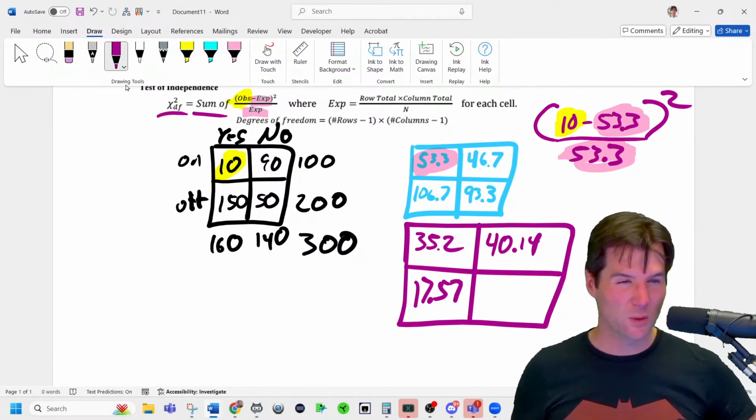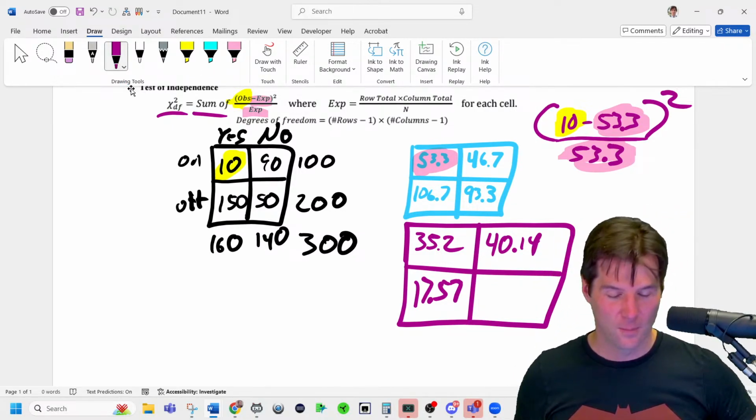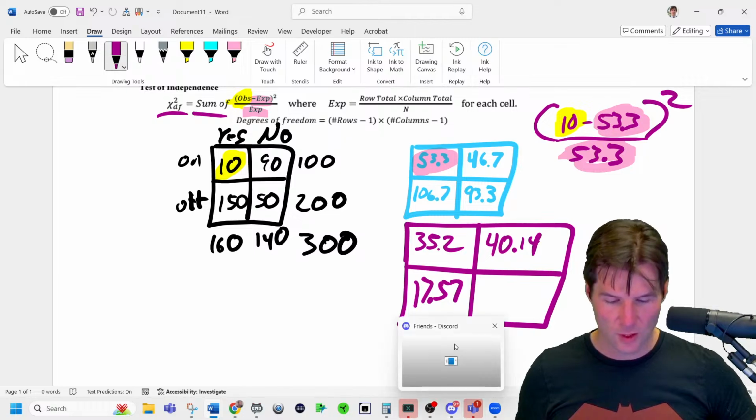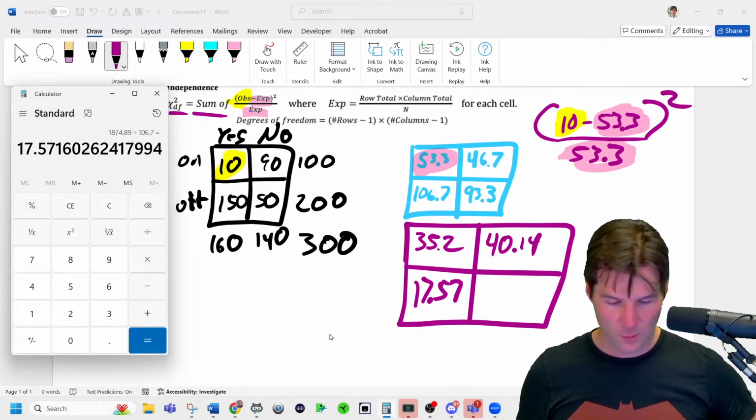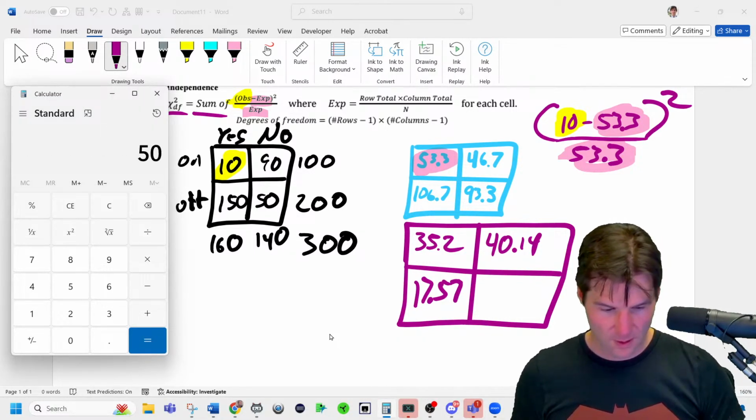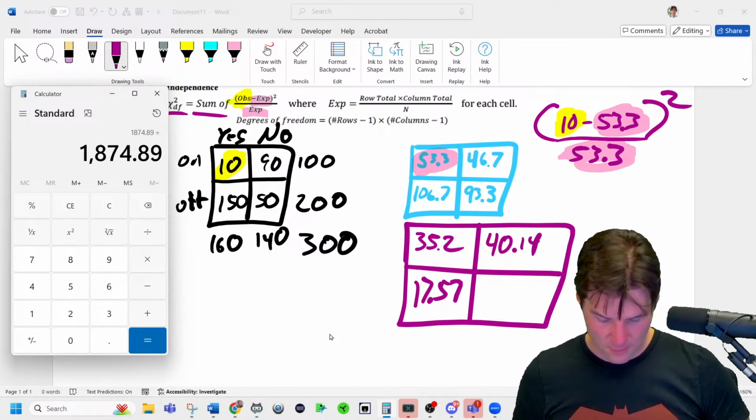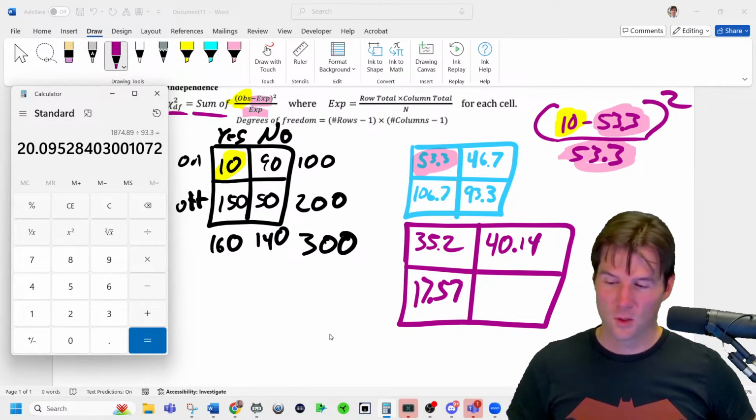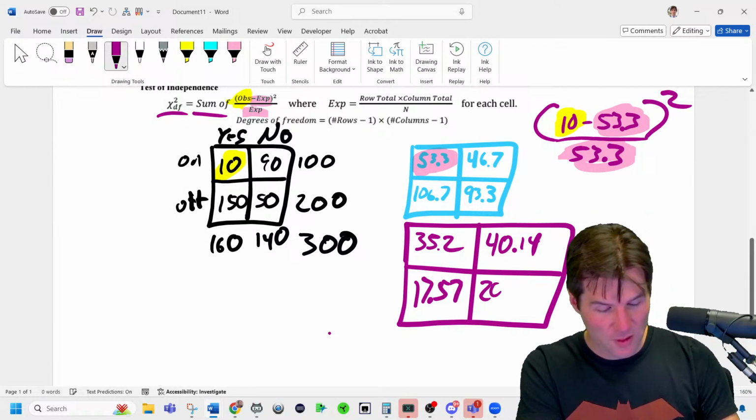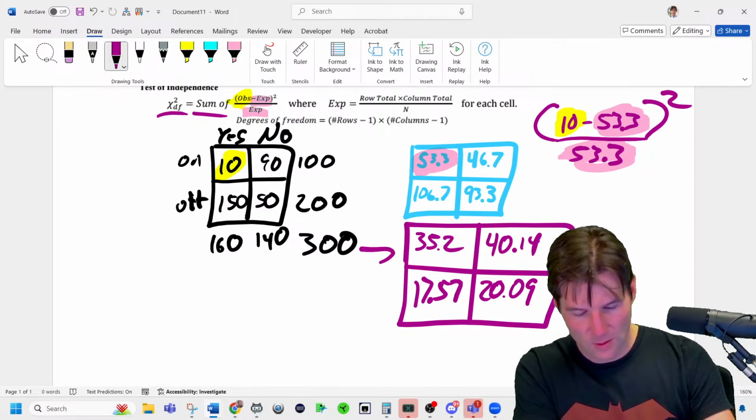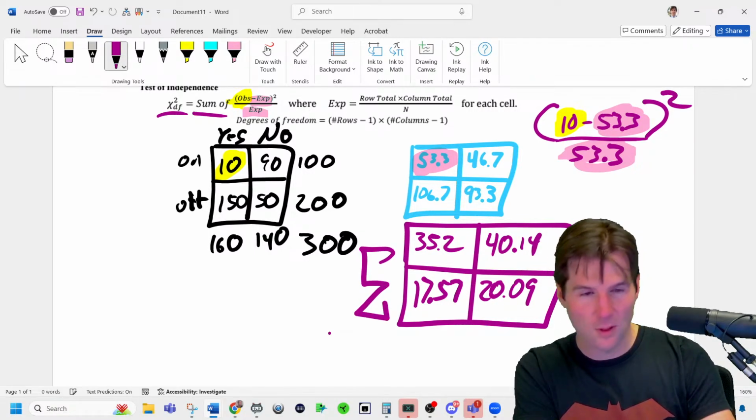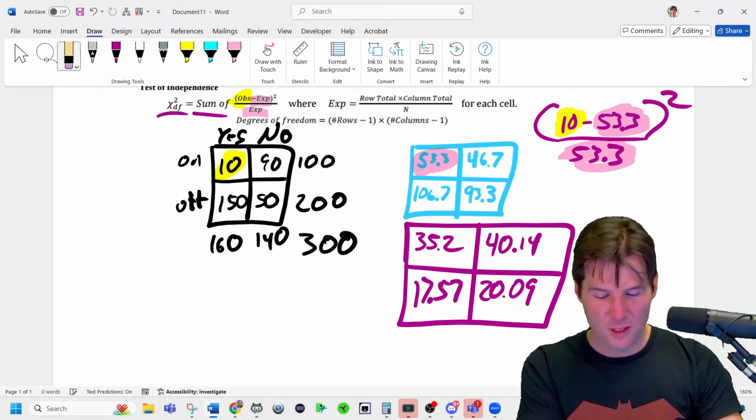To get the Pearson chi-square test statistic. Post questions on the Discord. Observed minus expected, squared, over expected. 20.09. What do you do with all the cell chi-squareds when you find them all? Oh god, I can't draw that symbol. 14 years of teaching, I can't draw it.